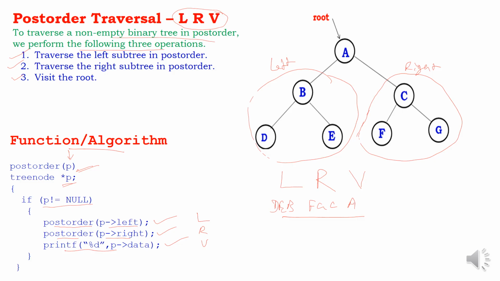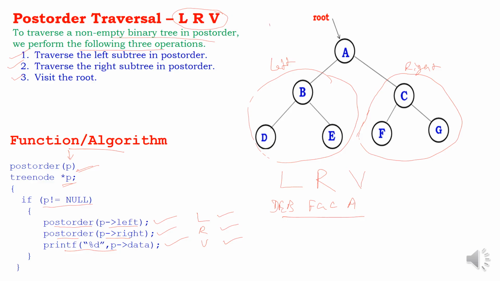Post order P left: traverse left subtree in post order. Post order P right: traverse right subtree in post order. Then printf P data, that is visit. L, R, V. Traverse left subtree in post order, traverse right subtree in post order, then visit root node. See here.